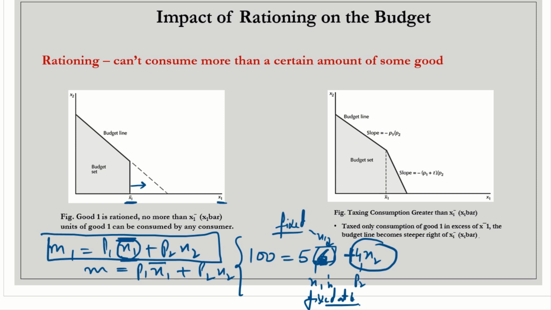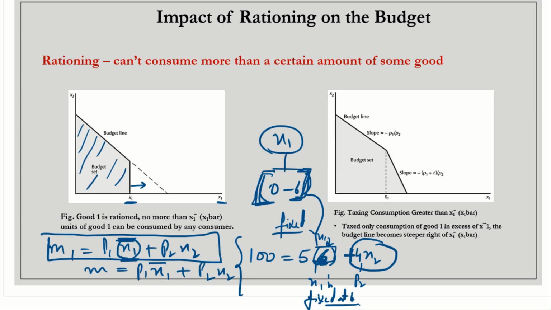Okay, you can only choose 0 to 6 for the value of x1. So the value of x1 is restricted to this interval. This is how the budget line will look. Only this region is feasible, the one shaded in gray.